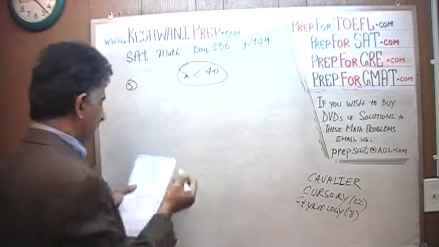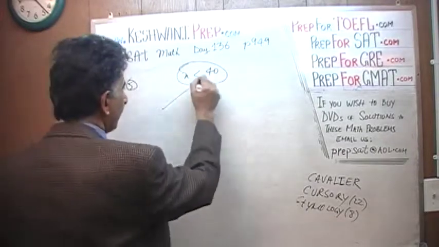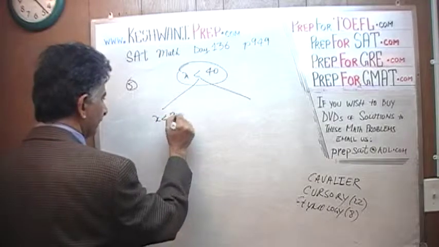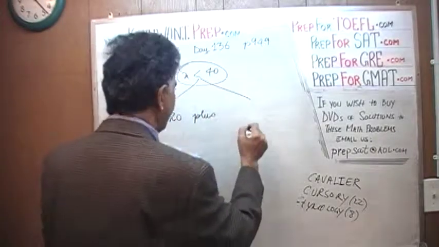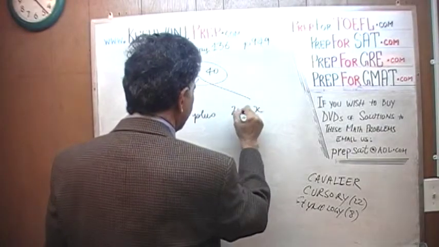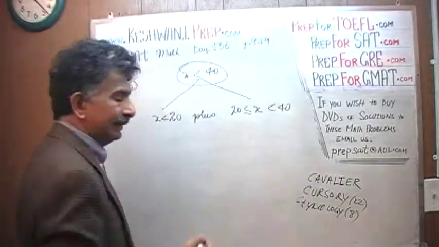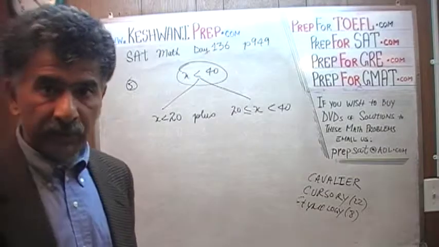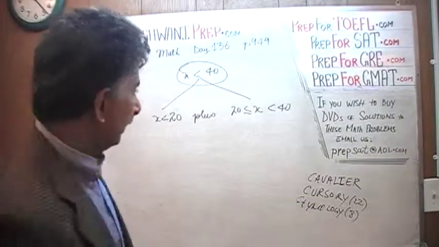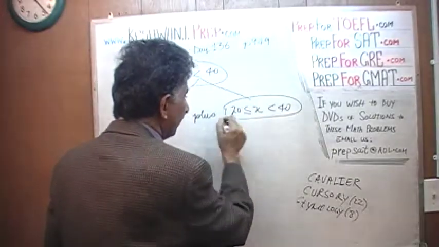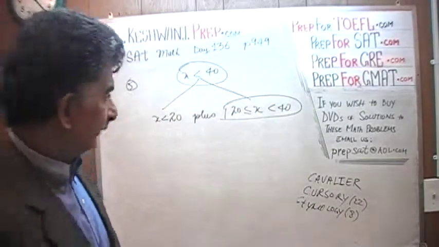Well, less than 40, the way they represent it is made up of two parts. It's made up of people who said that their age was less than 20, plus all the people who said that their age was greater than or equal to 20 and less than 40. Anybody who said their age was less than 40, but equal to or greater than 20 is right here.